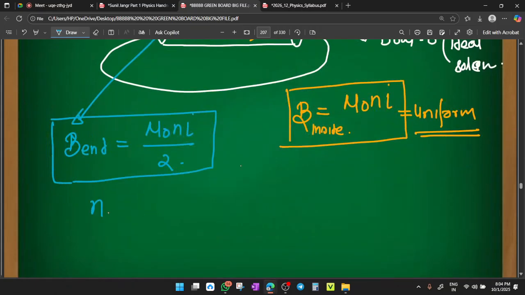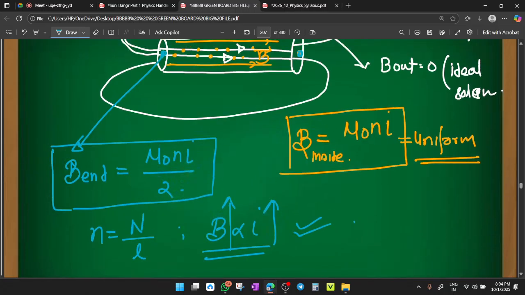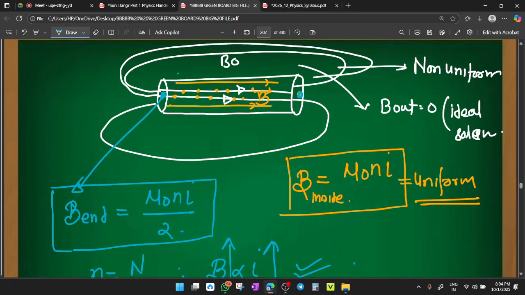Here, remember n equals capital N by L, and B is proportional to I. As you increase the amount of current, the magnetic field will also increase. Clear? Because of this reason the solenoid becomes very useful to us, as it behaves like an electromagnet. You can increase the intensity of the magnetic field inside the coil by increasing the current. Done.